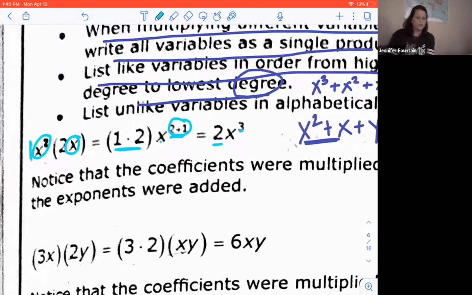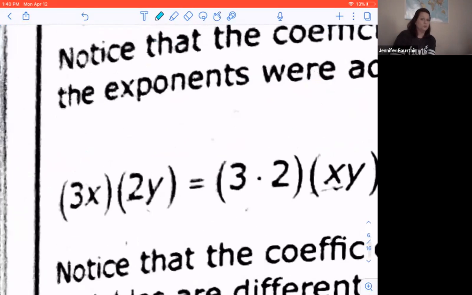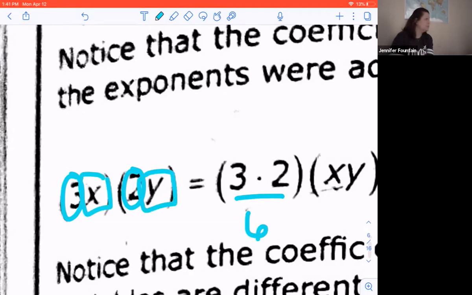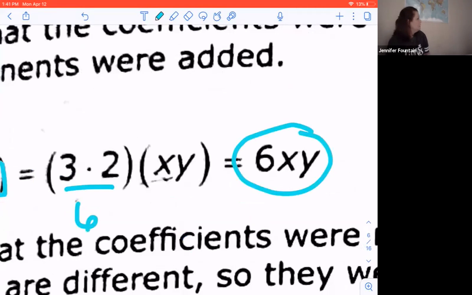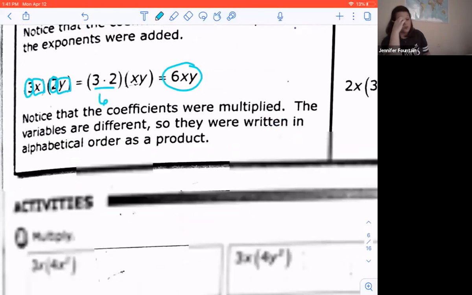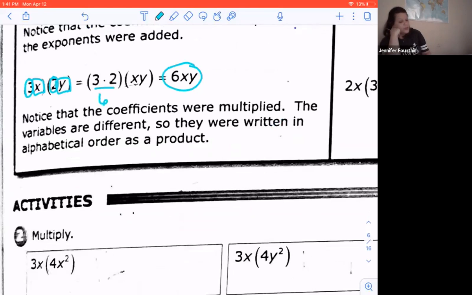So let's look at this next one where I have different variables. 3x times 2y. I still am going to multiply my coefficients, 3 times 2, and 3 times 2 is 6. But because x and y are not the same variable, I just have to list them separately, side by side, in alphabetical order. So 6xy. It says, notice that the coefficients were multiplied. The variables are different, so they were written in alphabetical order as a product.